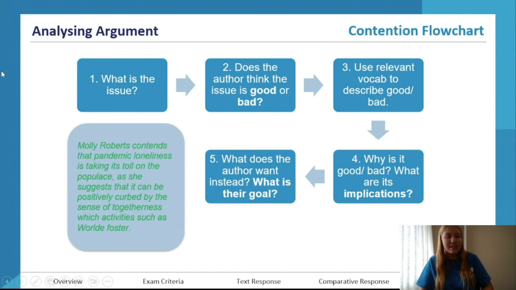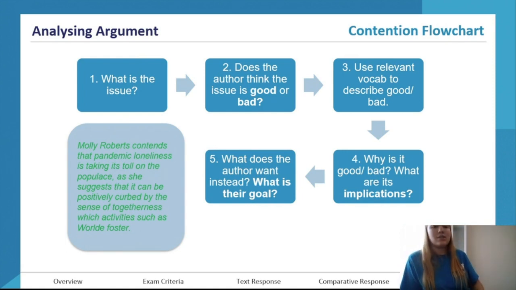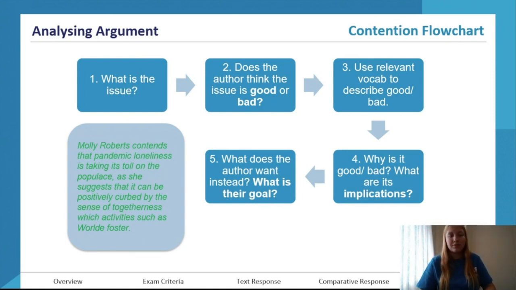Molly Roberts contends that pandemic loneliness, our issue, is taking its toll on the populace, clearly stating that it's bad, as she suggests that it can be positively curbed by the sense of togetherness with activities such as Wordle. So it clearly identified the issue as the pandemic loneliness, that it was bad, used the word to describe it, and stated that instead they should be utilizing this application to bring them closer together.